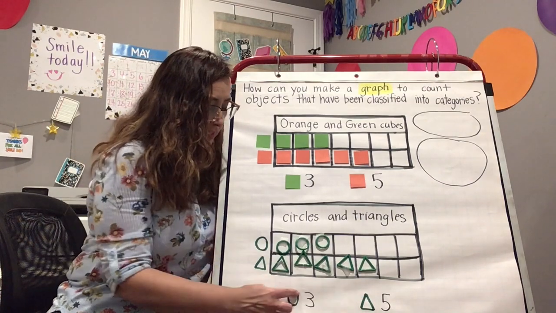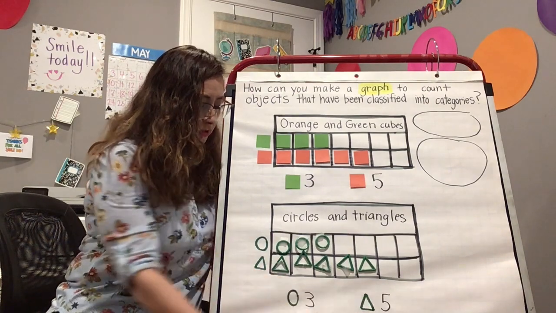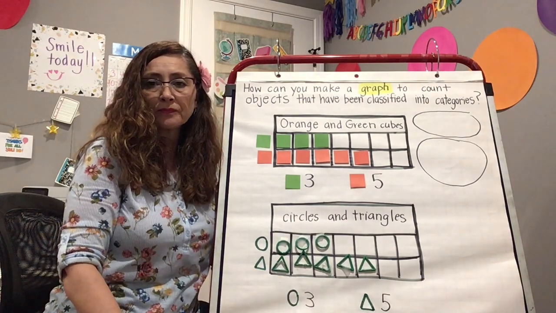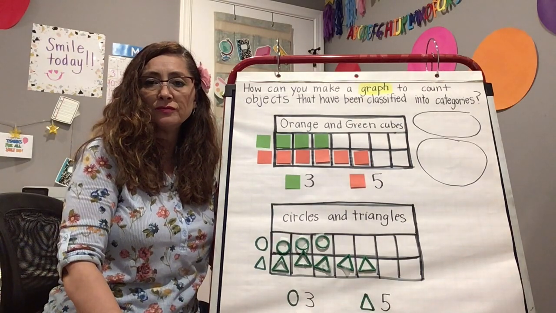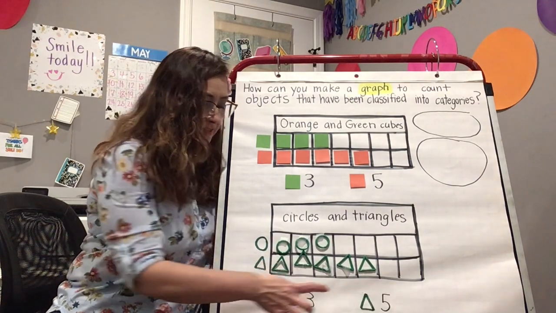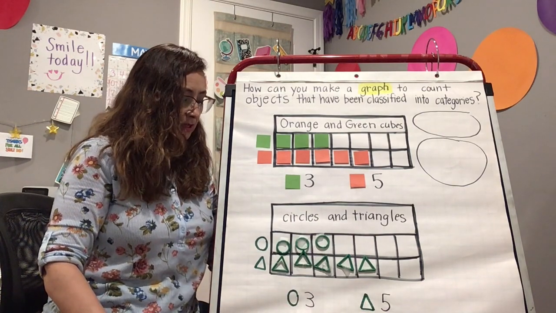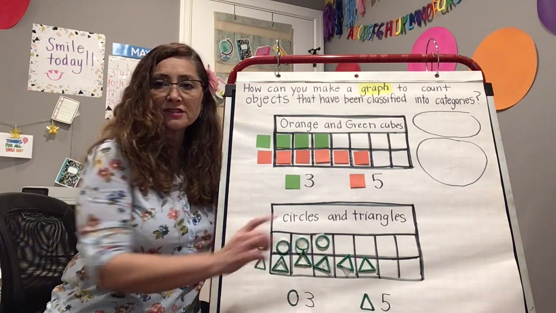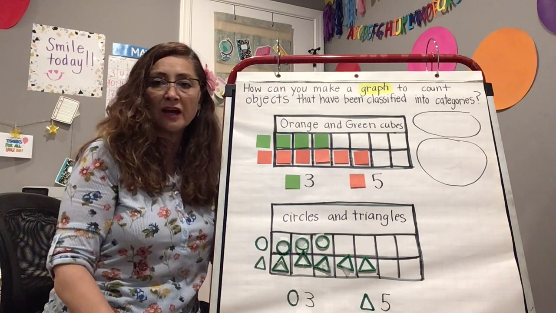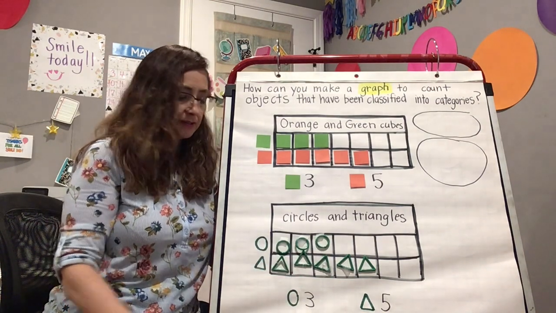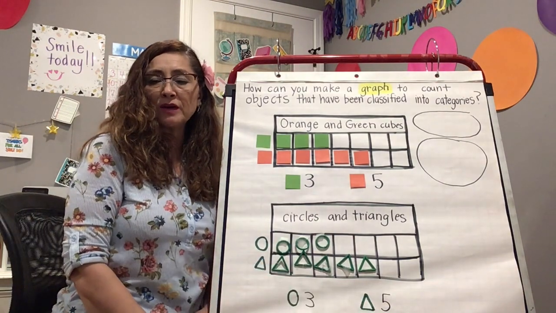So let's take a look here. Okay, do I have more triangles or more circles? That's right, there's more triangles. How do you know? That's right, because 5 is greater than 3. Now, do we have less circles or less triangles? That's right, less circles. And how do we know? Yes, 3 is less than 5. Very good, boys and girls.